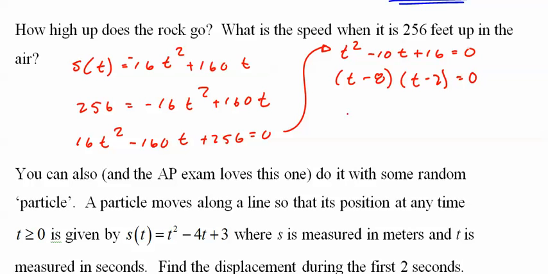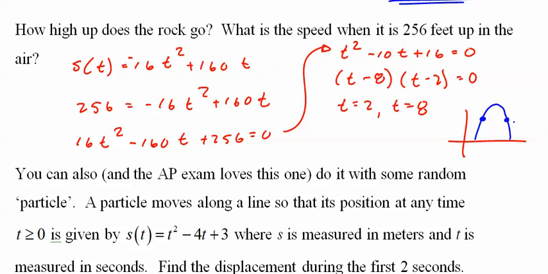So we say it's at 256 feet, or no, this is how high up the rock goes. No, that's at 256, so I'm actually doing this problem wrong. I'm doing the second part first. At t equals 2 and at t equals 8. What's going on there is that the rock is going up in the air, and it passes 256 feet twice. Once on the way up, once on the way down.